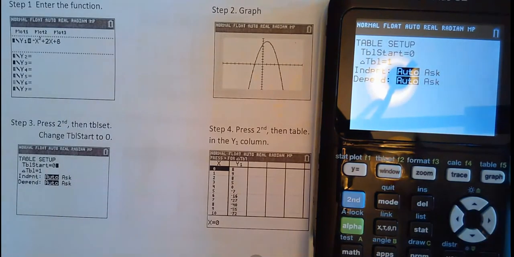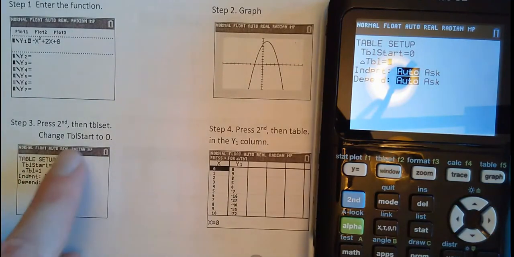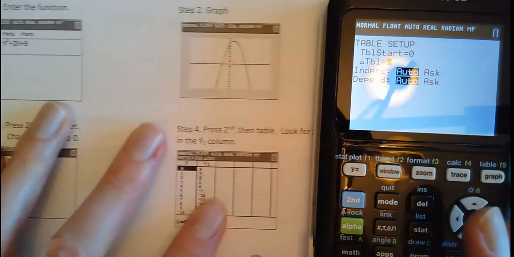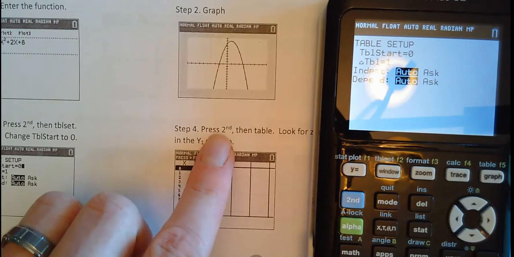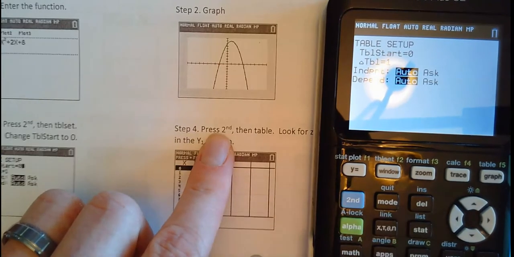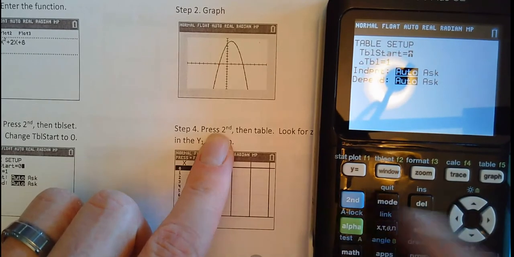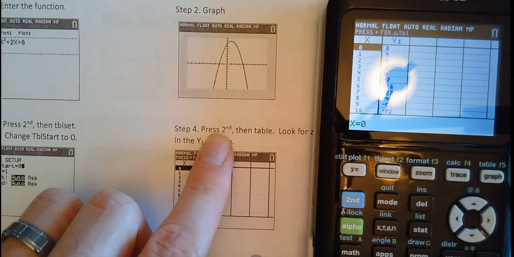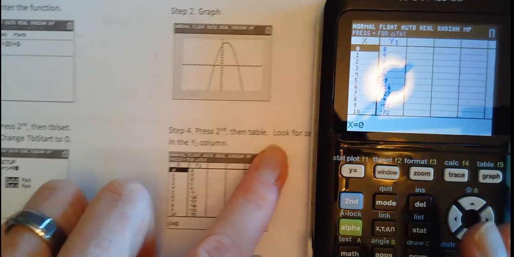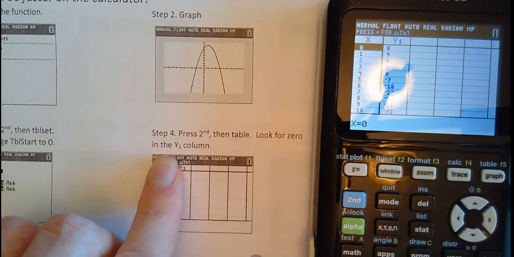Leave these as auto. Don't mess with those. So once you have that 0 and 1, go over here, press second. Second, and then table. See it says table above there. And then look for 0 in the y column.